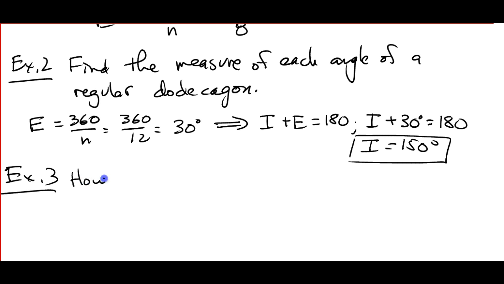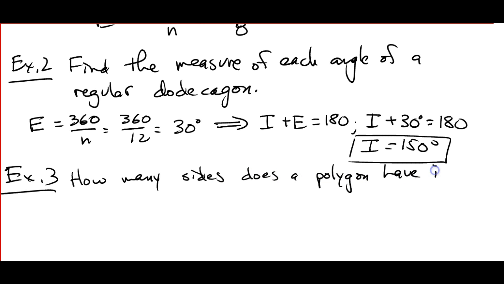So, how many sides does a polygon have if each exterior angle is 18 degrees? Alright, so we're talking about the exterior angle.